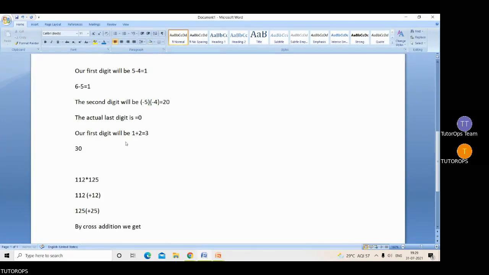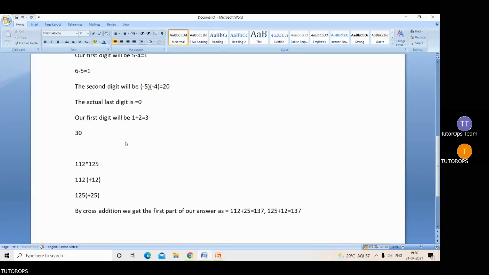we get the first part of our answer. So what is the cross addition procedure? 112 is the first number that will be added to the surplus of 125. So that will result in 137, and similarly the 125 will be added to the surplus of 112, that will also result in the same. So in both cases the result will be same, this is guaranteed.